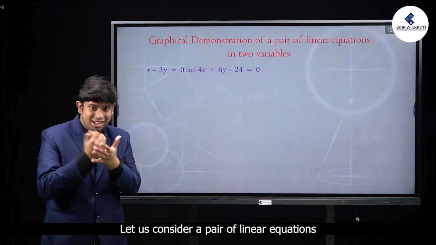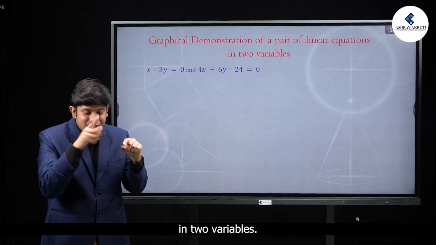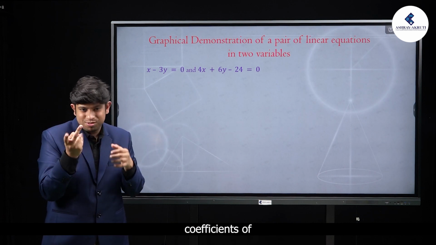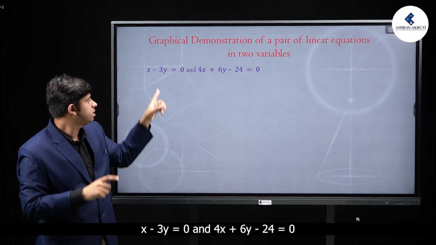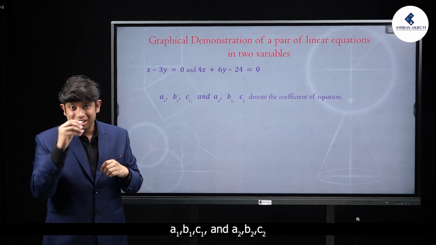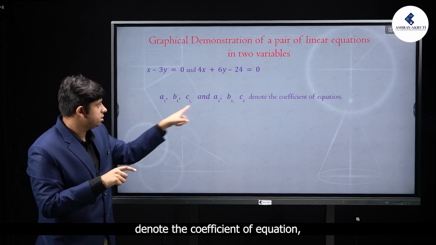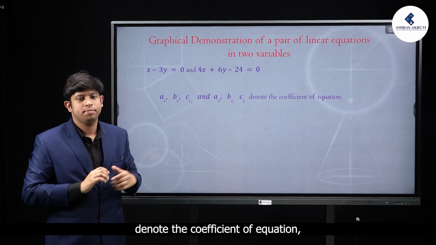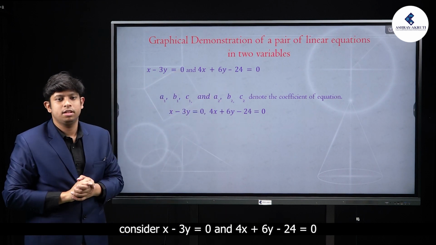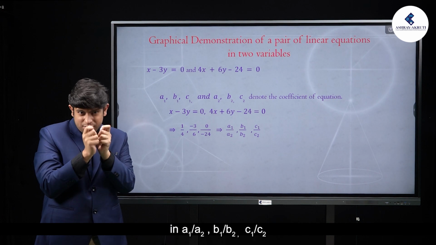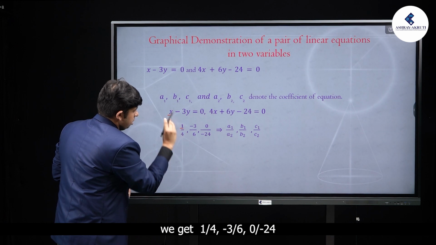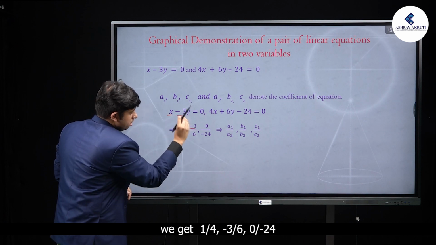Let us consider a pair of linear equations in two variables. Check the relationship between coefficients of x minus 3y equal to 0 and 4x plus 6y minus 24 equal to 0. a1 b1 c1 and a2 b2 c2 denote the coefficient of equation. Consider x minus 3y equal to 0 and 4x plus 6y minus 24 equal to 0. Substitute the coefficient values in a1 by a2, b1 by b2 and c1 by c2. We get 1 by 4 comma minus 3 by 6 comma 0 by minus 24.